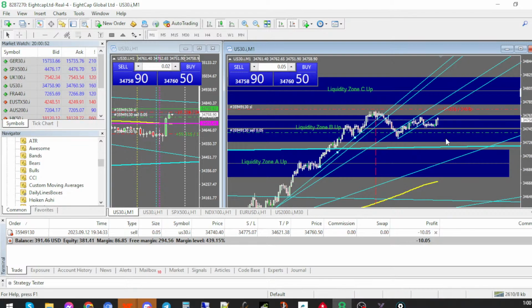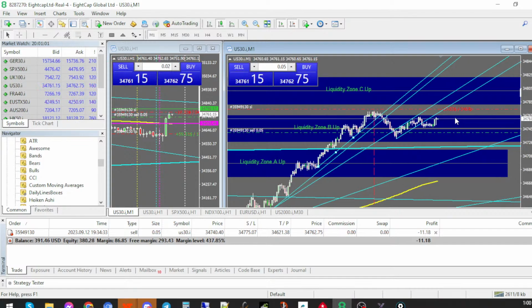But then it's still maybe limited to this level because of this corrective formation here. If price comes down, it could still be limited to this level. Then price goes back up, maybe to this level, then maybe break down. It could still come here, go back to this level, and still get to the C zone.